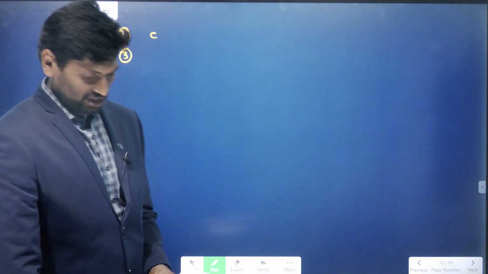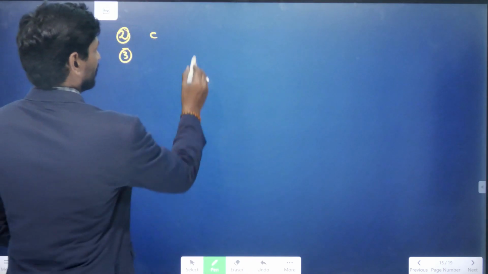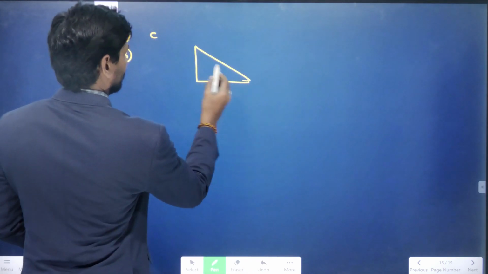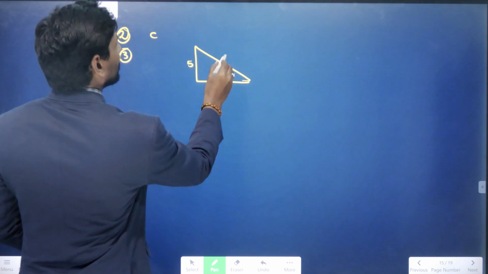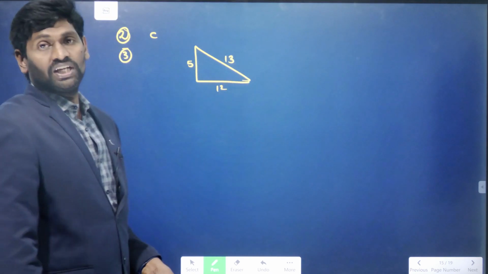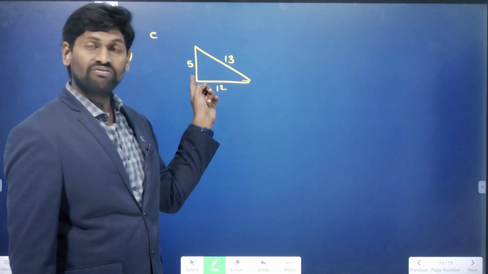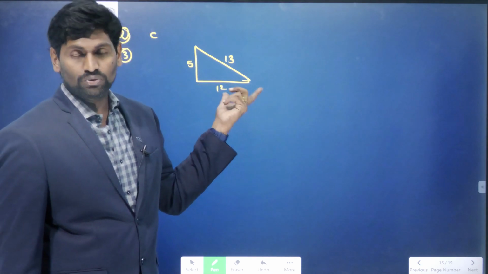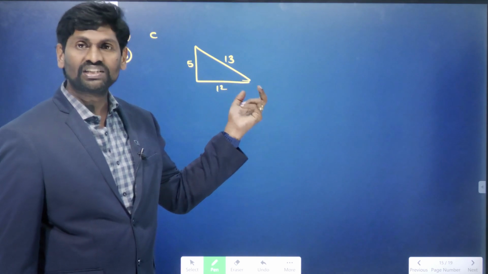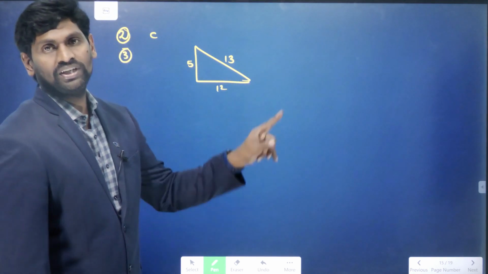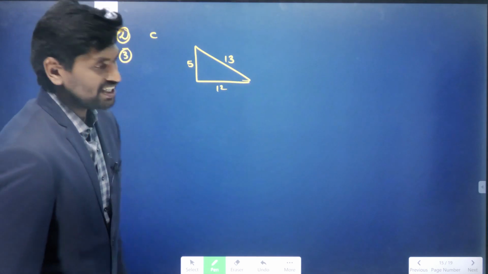Now question number 3. The question number 3 is 5, 12, 13 are the sides of a triangle. 5, 12, 13 are sides of a triangle means the Pythagoras theorem will give you a right angle triangle. 5 square plus 12 square: 5 square value is 25, 12 square value is 144. So 144 plus 25 is 169. 169 is the square of 13. So it will create a right angle triangle.